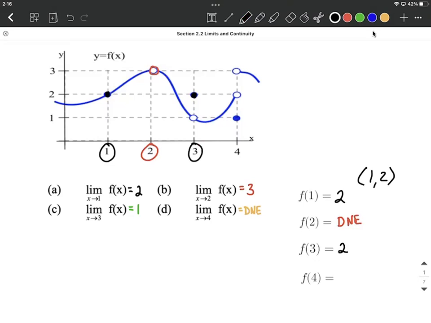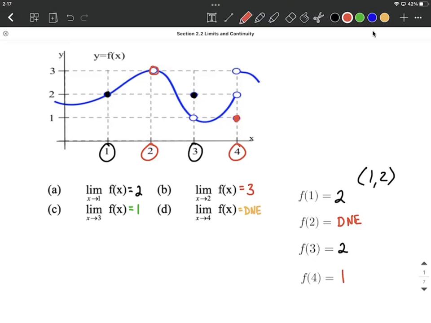And finally, f of 4. Even though that limit did not exist, f of 4 still could. So in this case, we're looking at an x value of 4. When we plug that into the function and evaluate it, we're looking for the filled-in circle right here. That corresponds with a y value of 1.